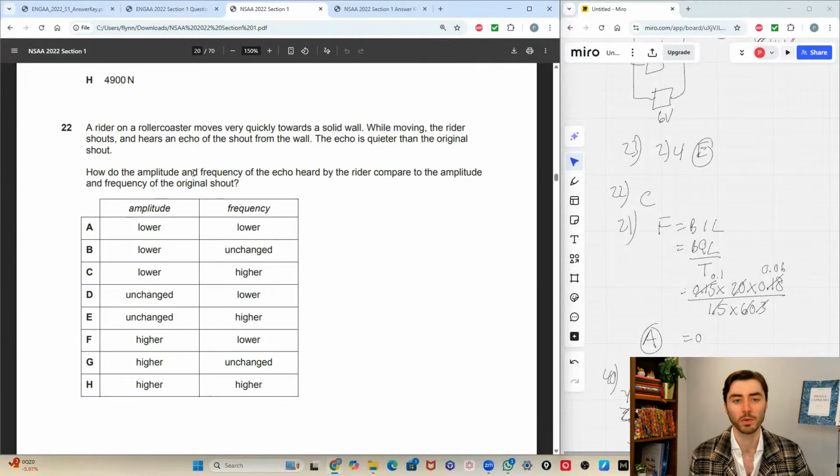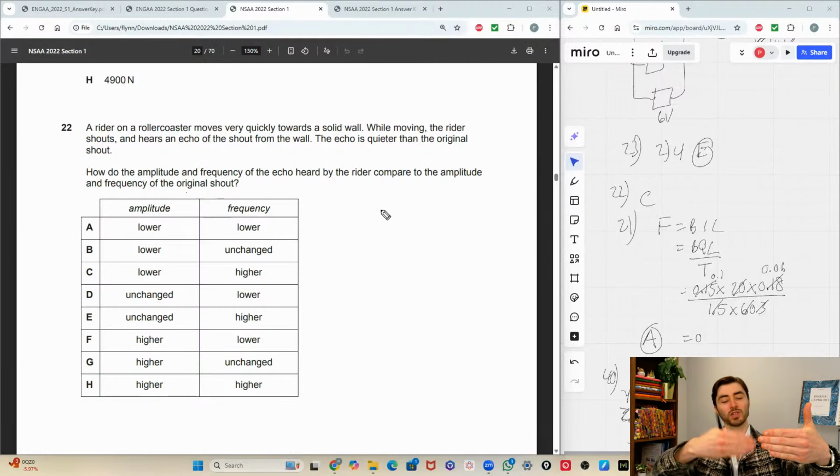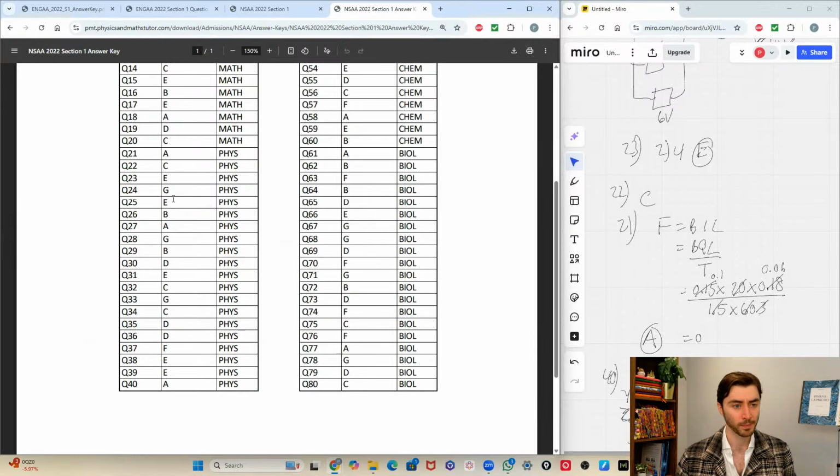So the amplitude being lower is pretty self-explanatory. The frequency is good if you know the Doppler effect. But basically, because I'm moving towards the wall, the wave fronts are being pushed together. And so the waves are hitting the wall with increased frequency. So they're being reflected back at me with increased frequency. If you don't understand that, we can go through that in session and maybe I can explain it a bit better for you. But 22 was C.